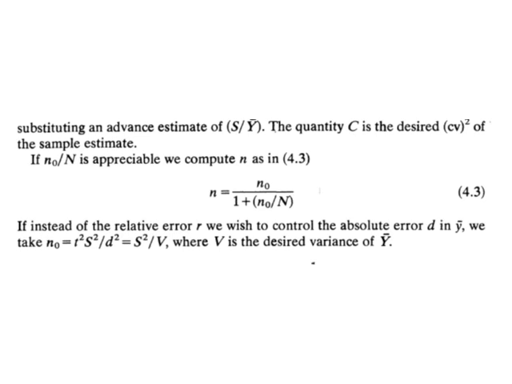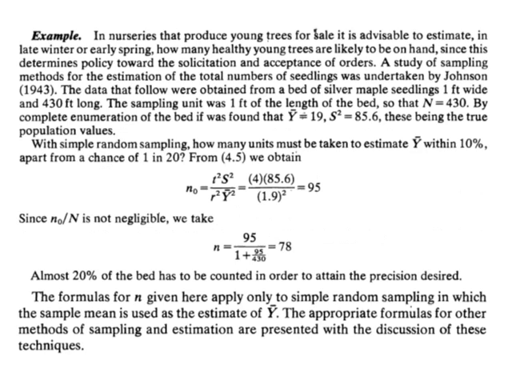Instead of the relative error R, we may wish to control the absolute error d in ȳ. We take n0 = t²s²/d², which is equal to s²/V, where V is the desired variance of ȳ.